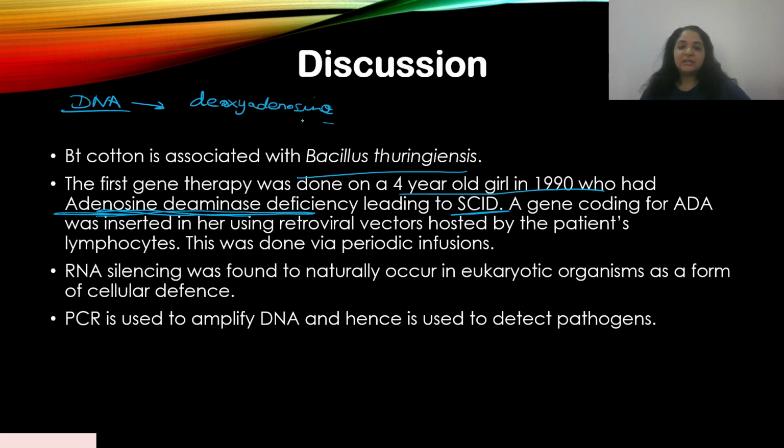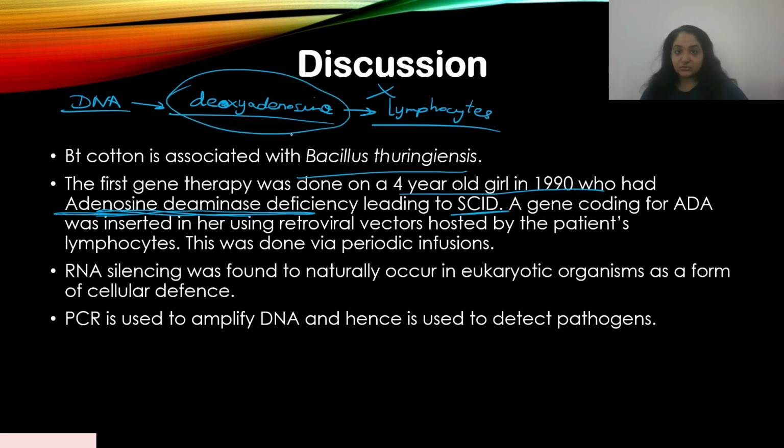Now, when DNA breaks down, it forms deoxyadenosine. And deoxyadenosine is harmful or toxic to lymphocytes. So basically we don't want deoxyadenosine around, right? So adenosine deaminase, ADA, converts this into a less toxic form. So that's the role of ADA.